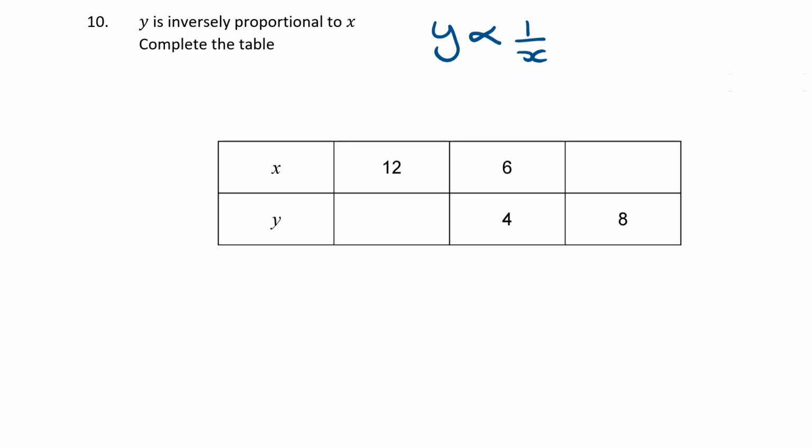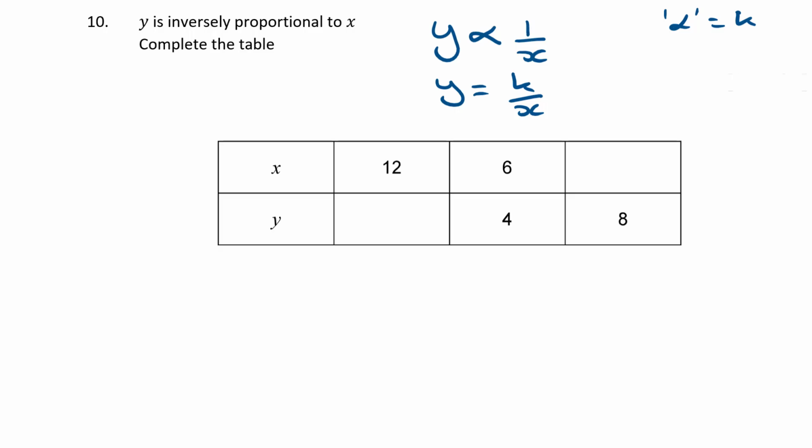Now we can replace the little fishy symbol with equals k. So I'm going to rewrite that. So y equals k over x, where k is a constant that we can then find. Okay, now you can find the constant k if you've got two values, your value of x and your value of y that go together.